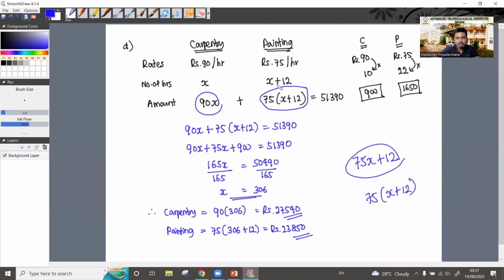x plus 12, the hours worked, should be what? It should increase by the hourly rate. So it should be like this, right? 75 into number of hours. Got it? So you need to be very careful when having these brackets, when and at which point you need to use brackets.